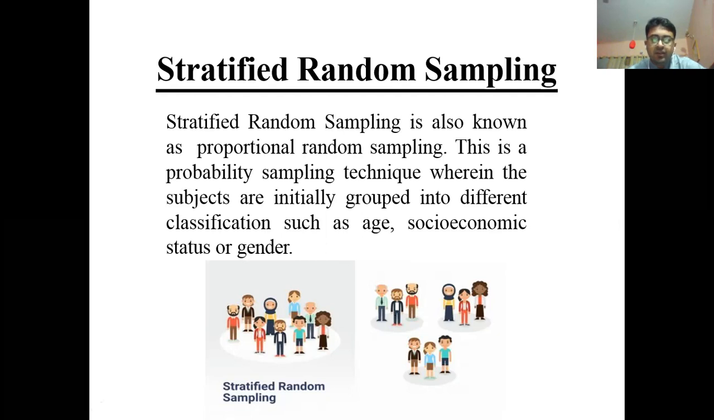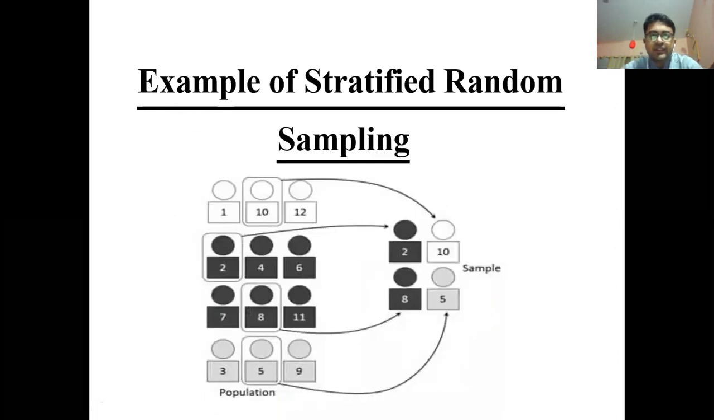Like here you can see all the population, but the samples are like this. So this is a stratified sampling. Now here you can understand more about the stratified random sampling.